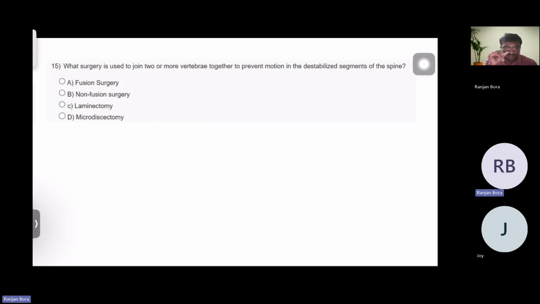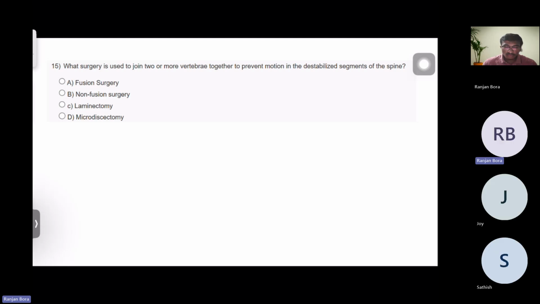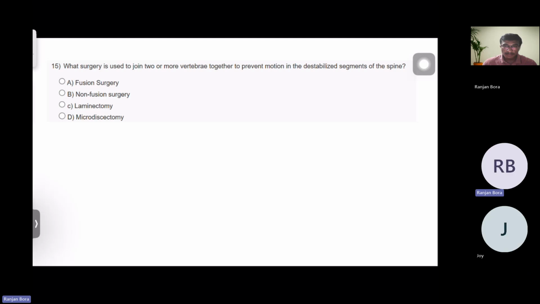Next question, what surgery is used to join two or more vertebrae together to prevent motion in the destabilized segments of the spine?